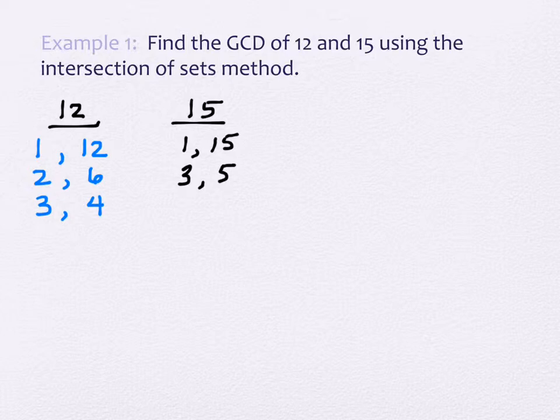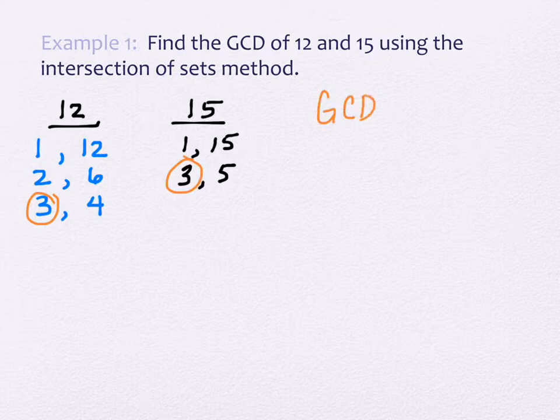And then again, there's no space between 3 and 5 except for the number 4, and 4 doesn't divide 15, so we're done. So we're looking among these two lists, and we're saying what is the biggest number that's in common to both lists, and the answer is 3. Right here. It's in both lists, and it's the biggest one. So that's my greatest common divisor.